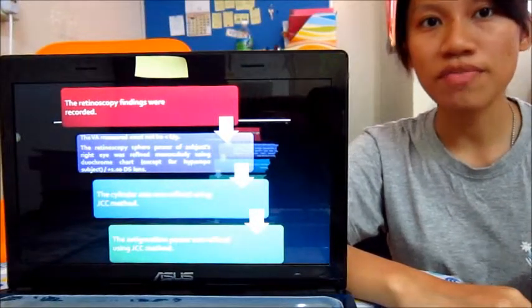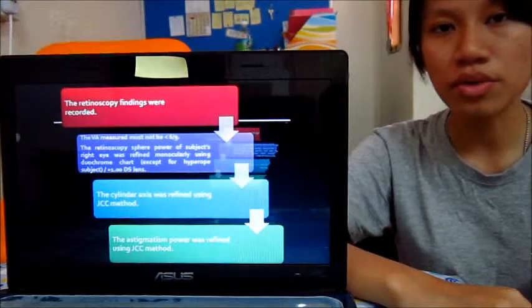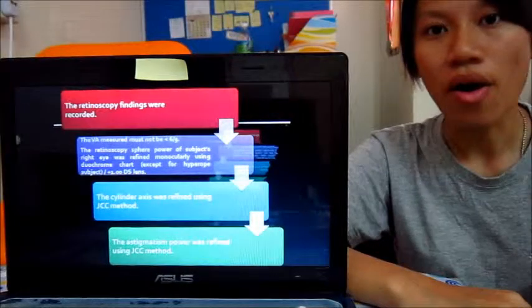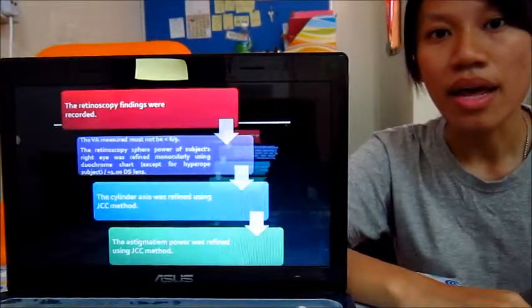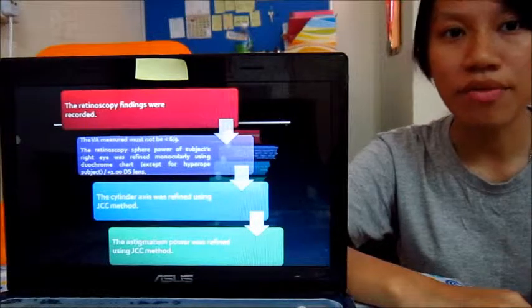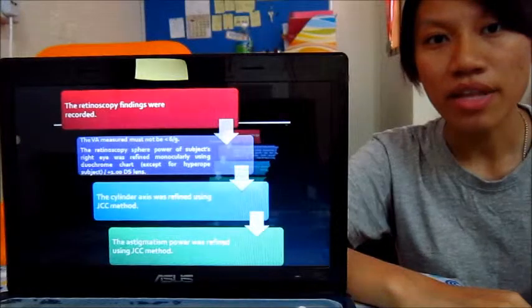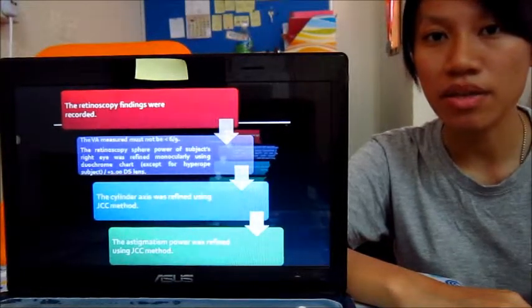The retinoscopy sphere power of subject's right eye was then refined monocularly using duochrome chart, except for hyperope subject, or else we can use +1 lens. The cylinder axis was then refined using the JCC method. After that, the astigmatism power was refined using JCC method as well.